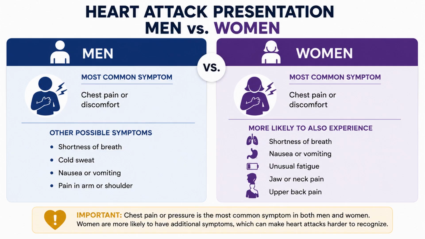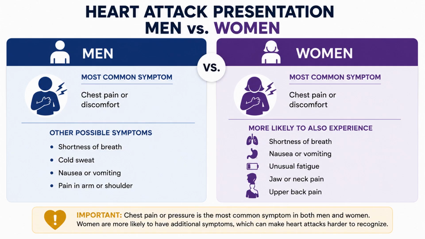ACS can present with a variety of symptoms, but the most common symptom in both men and women is chest pain or chest discomfort. The pain may radiate to the left arm, jaw, neck, or shoulder, and is often accompanied by shortness of breath, diaphoresis, nausea, or vomiting.